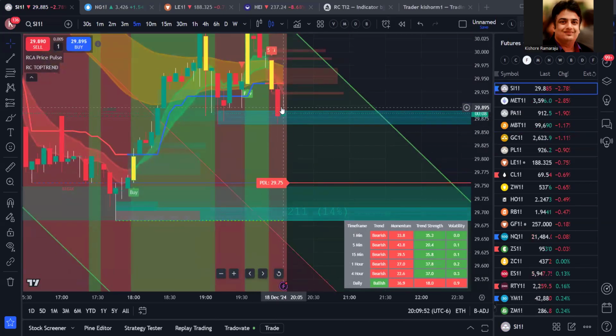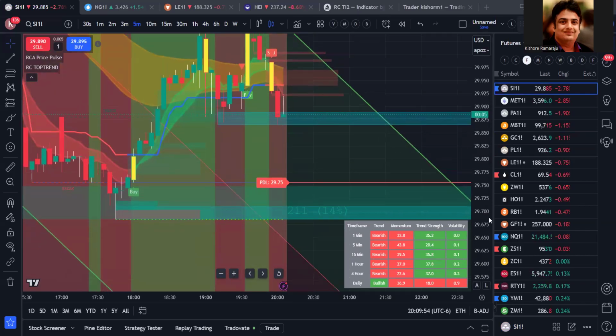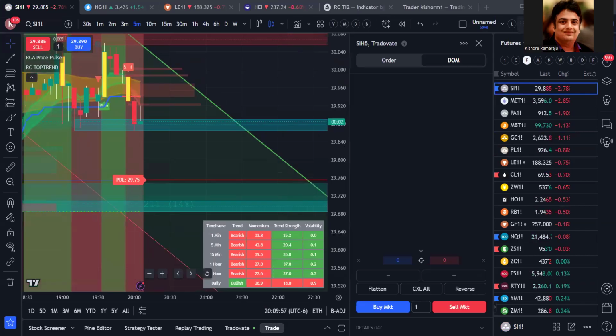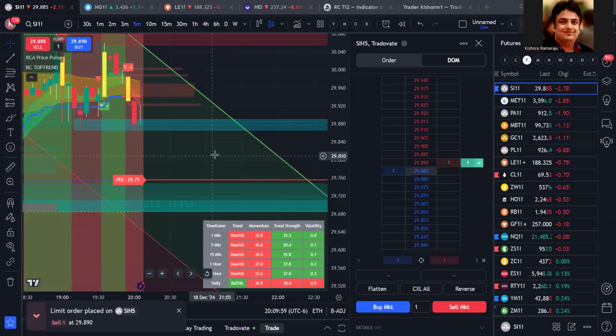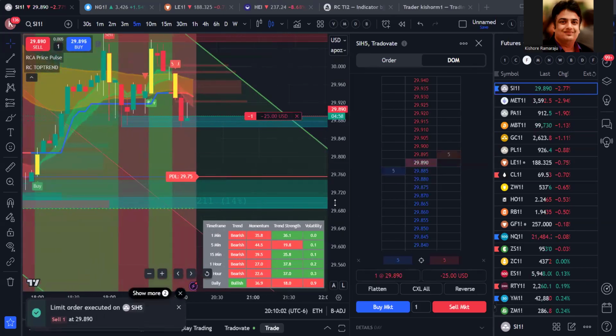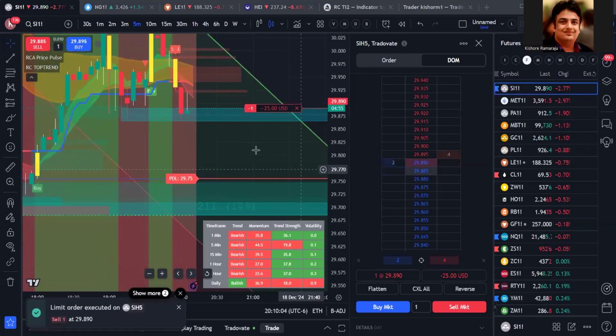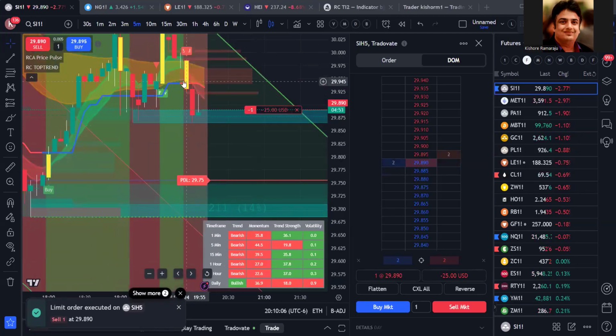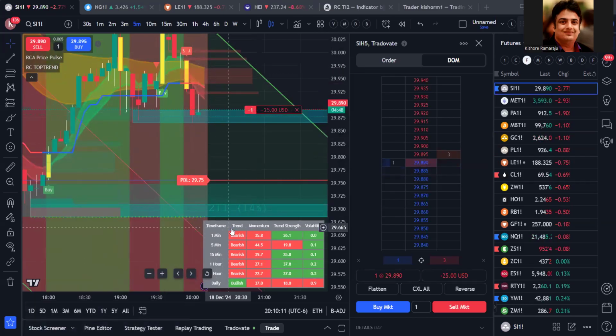Here it seems like it is trying to break the support. We got a sell signal. Your price pulse is red in color, and you have a red background, and your overall trend is bearish, momentum is bearish. There is a strength in the trend, so there is a high possibility for it to break this and drop to the next support.